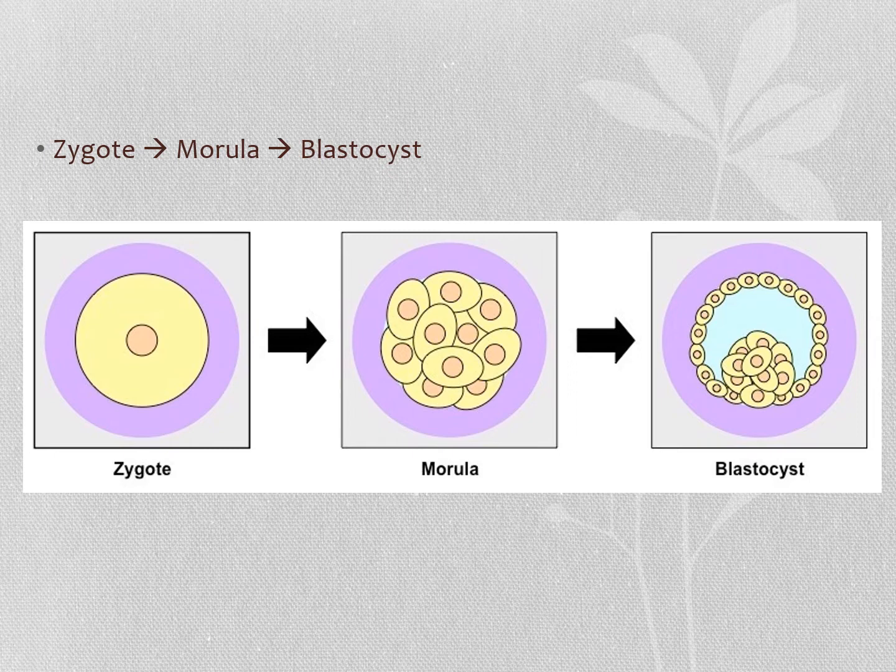Here is a summary of what we've talked about so far. We start off with our fertilized egg, the zygote. It's going to undergo cleavage and become a morula, or a ball of cells, and then it's going to turn into a blastocyst, which is a hollow ball of cells with a little clump of cells at one end.